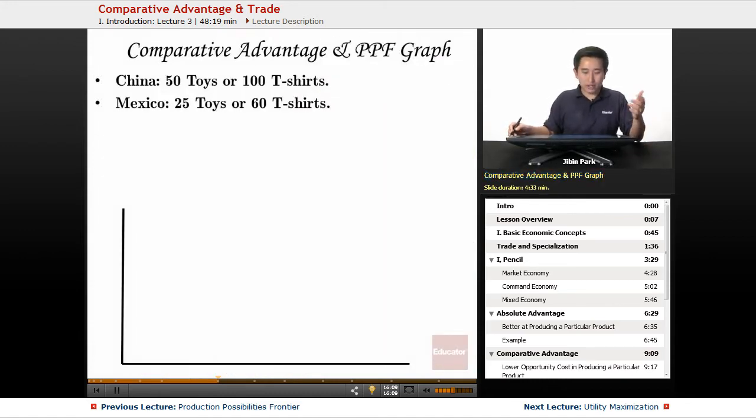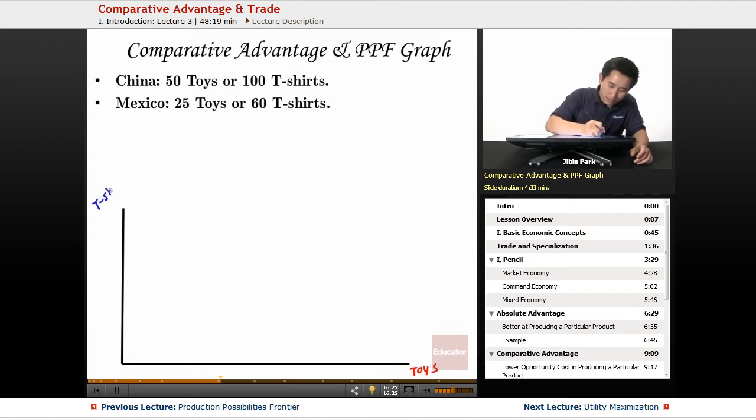So comparative advantage, let's go ahead and graph this and see how that would actually look using a production possibilities frontier. Let's merge these two concepts together here. So we're going to put toys on the x-axis, and we're going to put t-shirts on the y-axis. So let's say the Chinese can make either 50 toys. So let's put 50 right here. 50 toys or 100 t-shirts here.